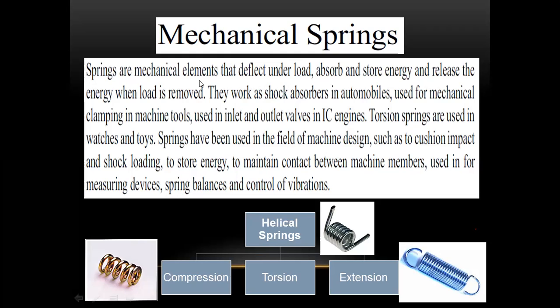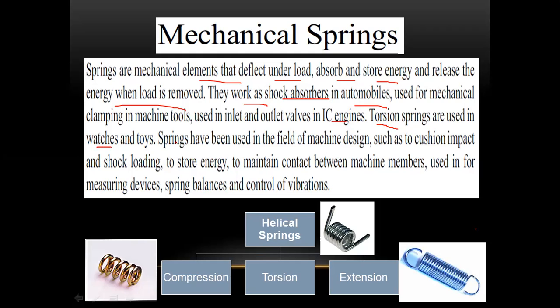Springs are mechanical elements that deflect under some load, absorb some energy, store the energy, and release it whenever required. And when the load is removed, the spring comes back to the same position. They work as shock absorbers in automobiles, are used in mechanical clamping and machine tools, and are used in the inlet and outlet valves of the IC engine. Tension springs are used in watches and toys, right? The torsion springs are used generally in watches and toys, which are very tiny objects.